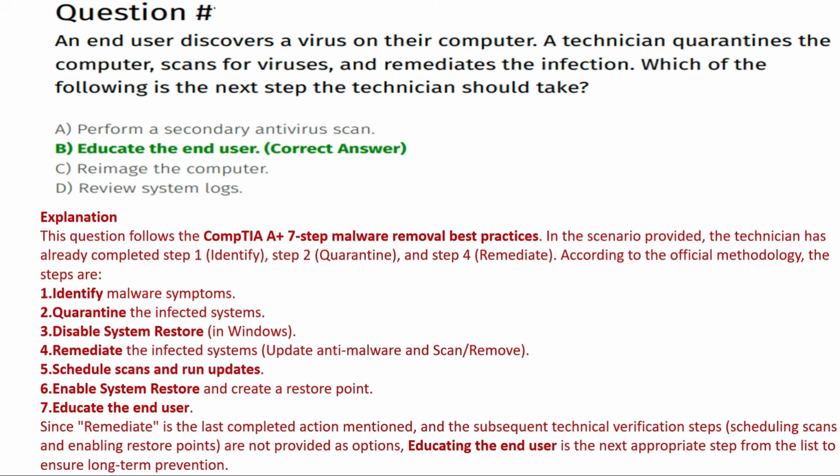Step 5, schedule scans and run updates. Step 6, enable System Restore and create a restore point. And step 7, educate the end user. So since remediate is the last completed action mentioned, and the subsequent technical verification steps, scheduling scans and enabling restore points, are not provided as options, educating the end user is the next appropriate step from the list to ensure long-term prevention. So that's why the correct answer for this question is option B, educate the end user. So let's move to the next question.